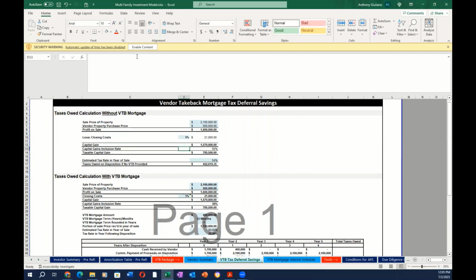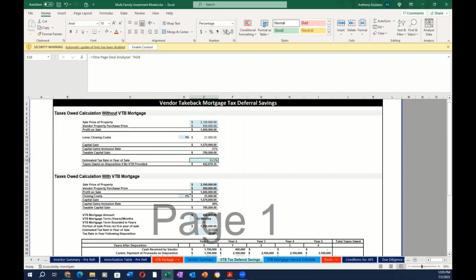And then I also have the capital gains inclusion rate. So basically after that, there's about a $1.579 million capital gain. Capital gains inclusion rate is generally 50%. That's a taxable capital gain of $789,000, of which 53.5% is taxed in the year of sale.